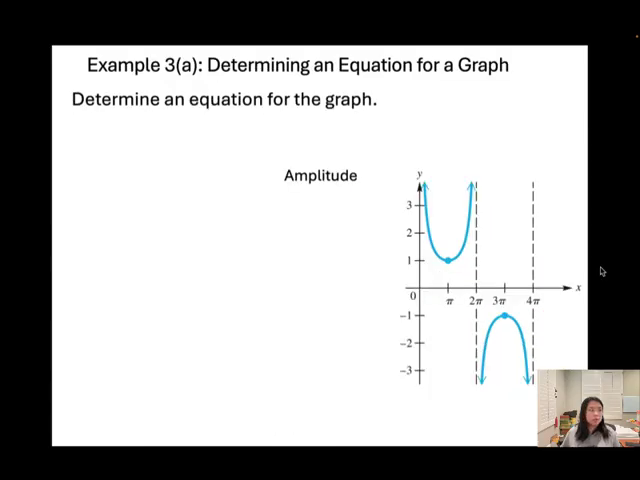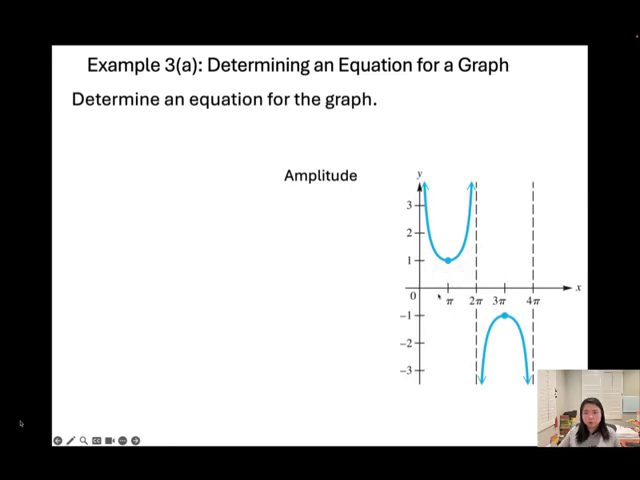Okay, example 3. Determine an equation for the graph. Okay, so this is either the secant or cosecant. So think about it. The curve is supposed to be going up here, going down. So starting from 0, it can be like the sine curve. All right, and what is the amplitude? Amplitude is talking about here. So it should be 1, right?